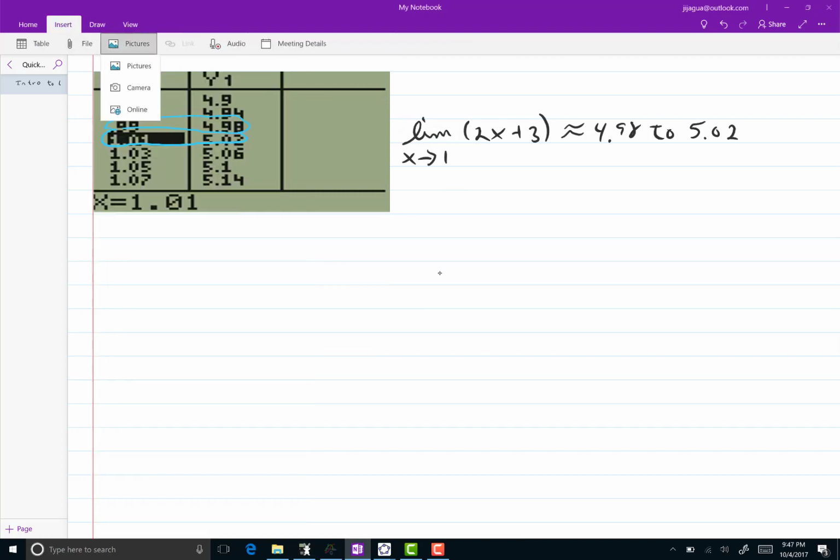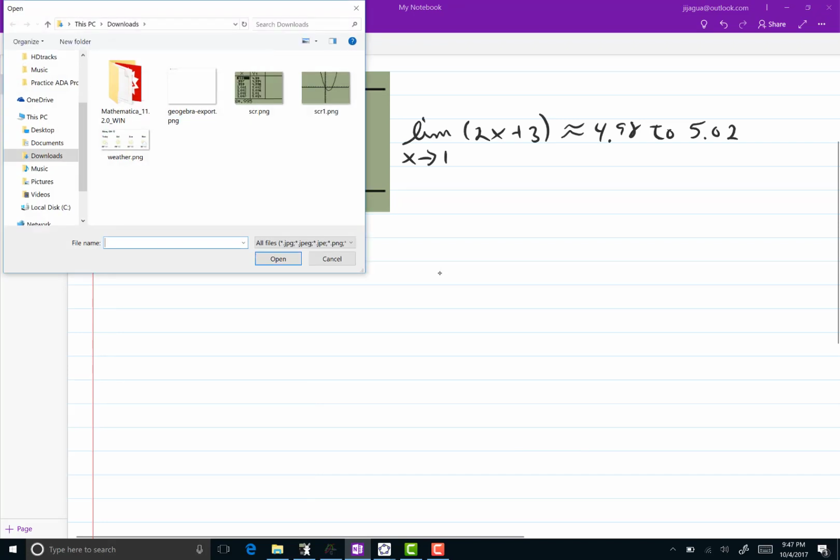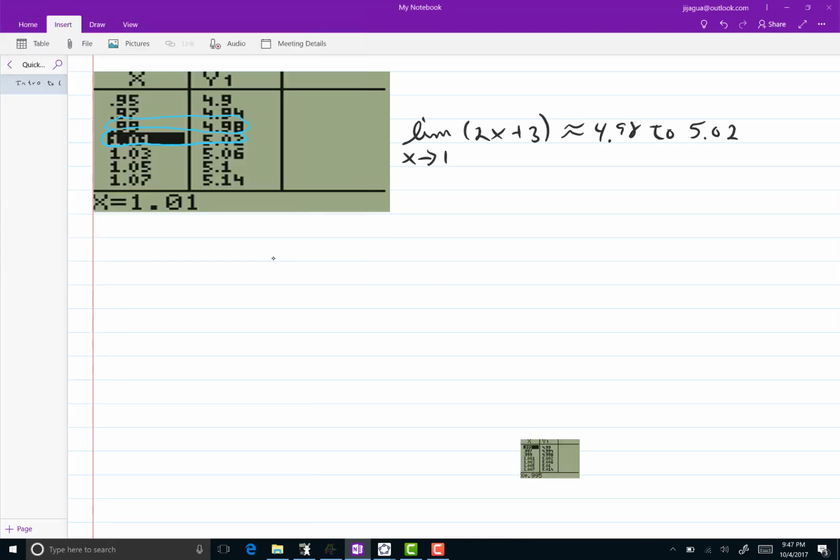Inserting the picture, my stock example. Oh, what's it doing down there? Well, it can't be down there, so I've got to move it around. There.